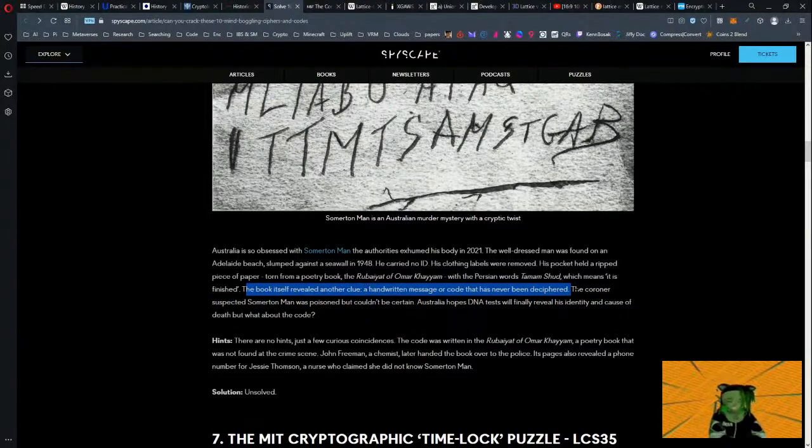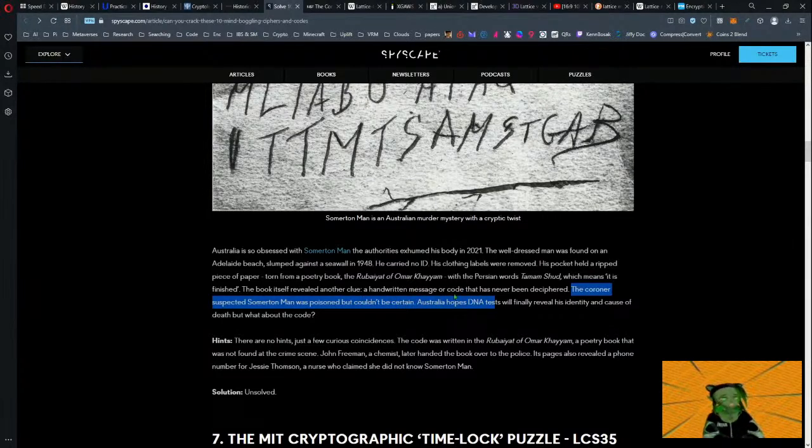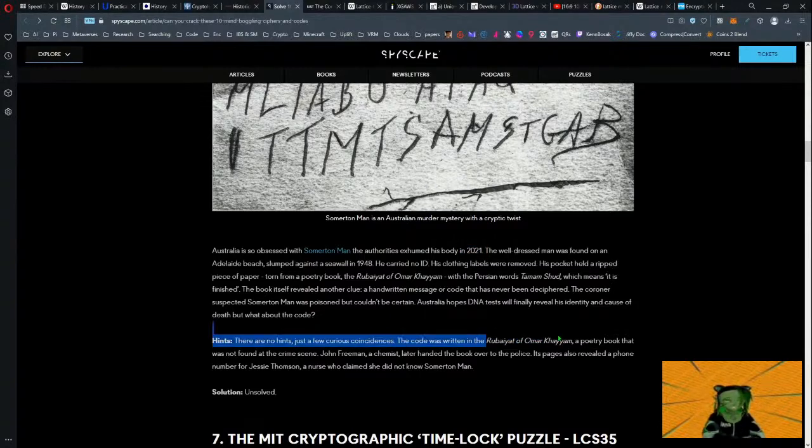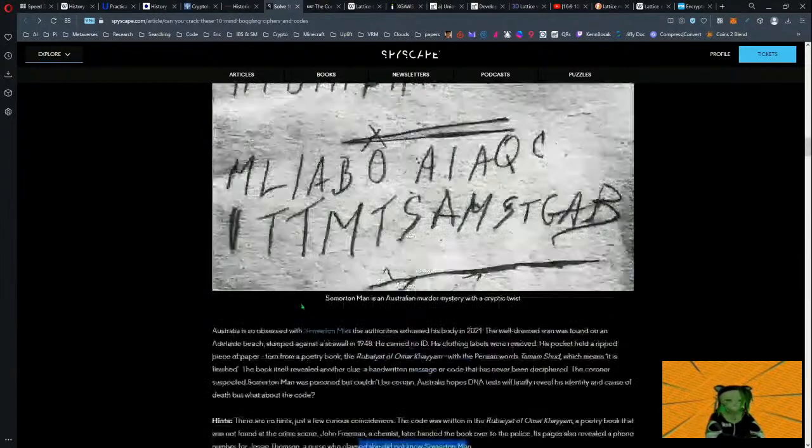The book the page was ripped from matched the corner of the paper on the suspected Somerton Man. He was possibly poisoned, but they couldn't be certain. Australia hoped DNA tests would help, and they actually exhumed his body in 2021 to do some of these tests. A few curious coincidences: the code written inside the book was not found at the crime scene. John Freeman, a chemist, later handed the book over to the police. Its pages also revealed a phone number for Jessie Thomson, a nurse who claimed she did not know Somerton Man.